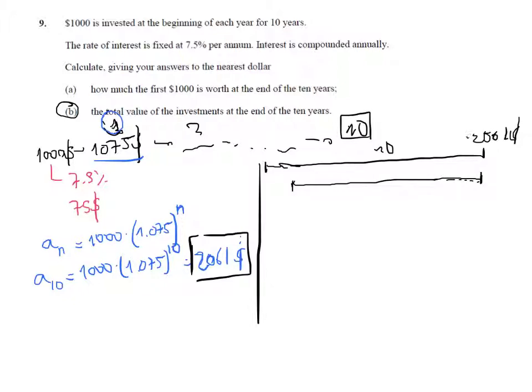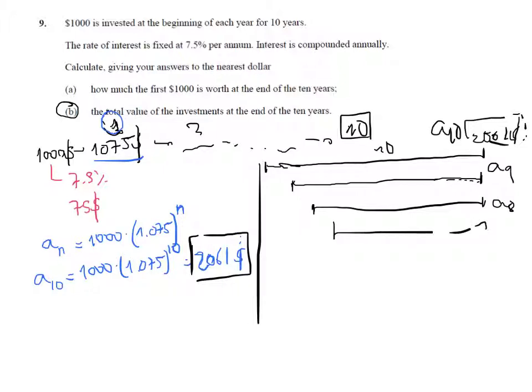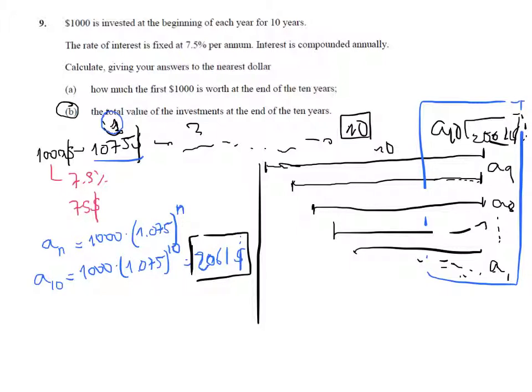Well, this is A10. This one is going to be A9 after 9 years. The next one I put next year is going to be A8, and so forth, all the way until A1. So I'm going to have to add up all of these together. That's what it wants to know. The total value of all the investments is just the addition of these values. But of course I have this formula for that. So all I have to do is substitute here.